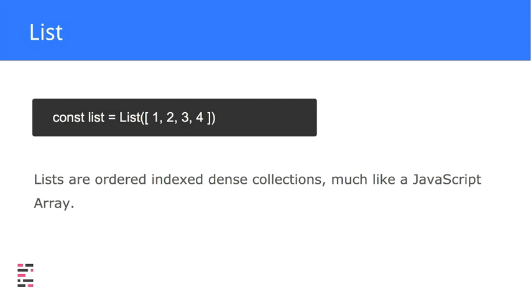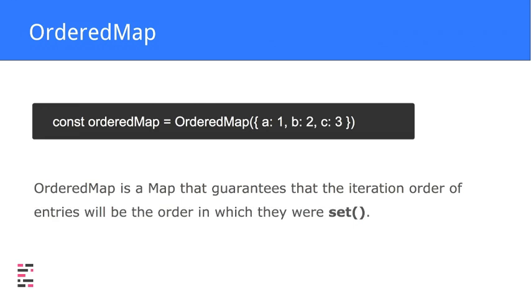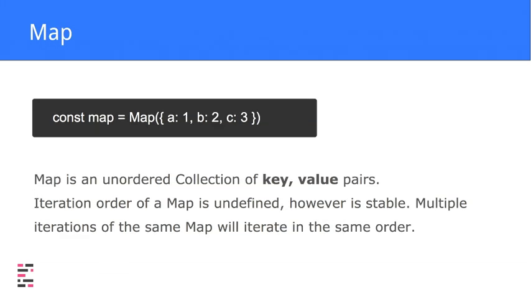So firstly, what's a list? A list is an ordered, indexed, dense collection, very similar to an array. A map is an unordered collection of key-value pairs. One of the things with the basic map is that the iteration order is undefined but stable. So if you iterate over it several times, it'll be the same way each time. An ordered map is a map, but its iteration order is the order in which they were set. So here it would be A, B, C. The first one, just a regular map, it could be B, A, C, but it'll always be B, A, C.